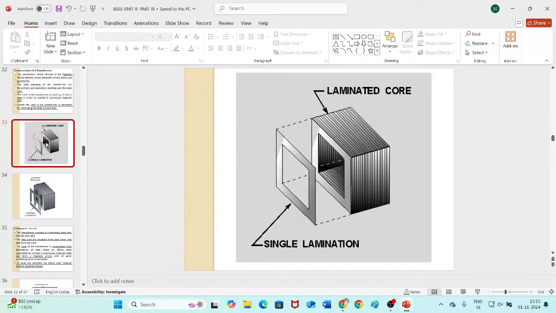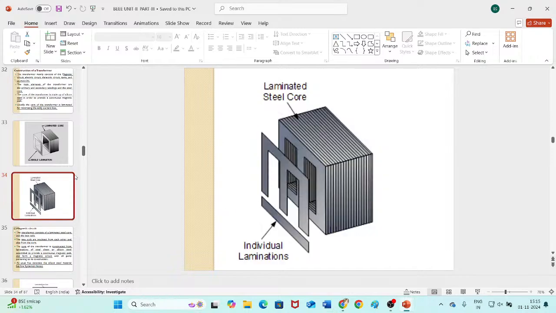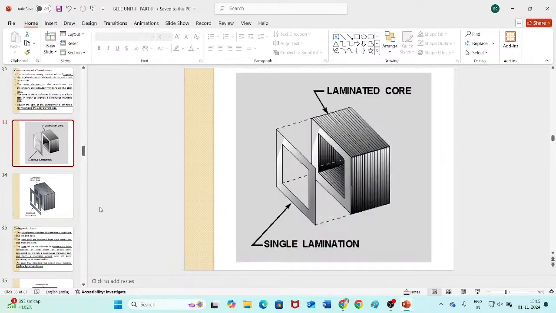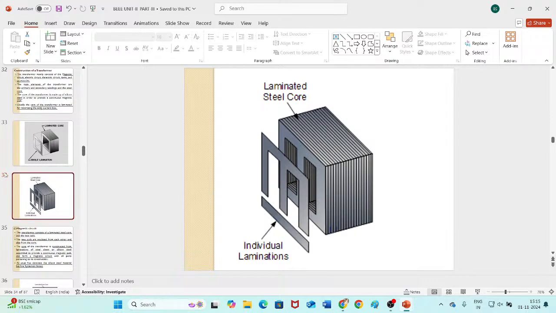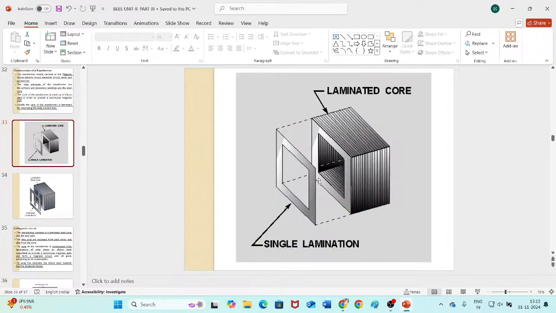So transformer core, you can see we have discussed two types of cores. One is core type, another one is shell type. Okay, so this is core type, this is shell type. Okay, so let us see how transformer is constructed. So transformer consists of what?